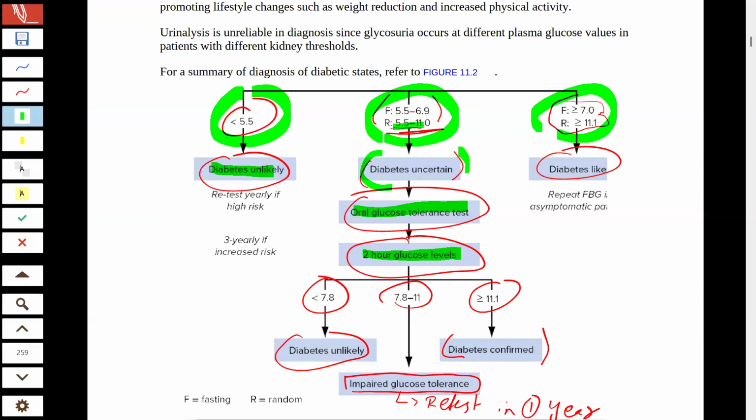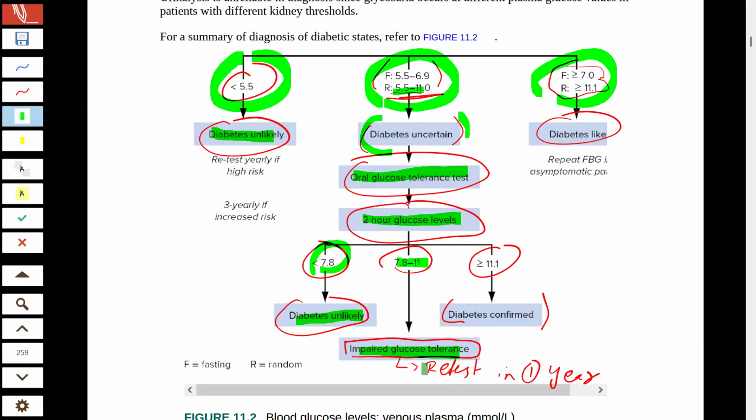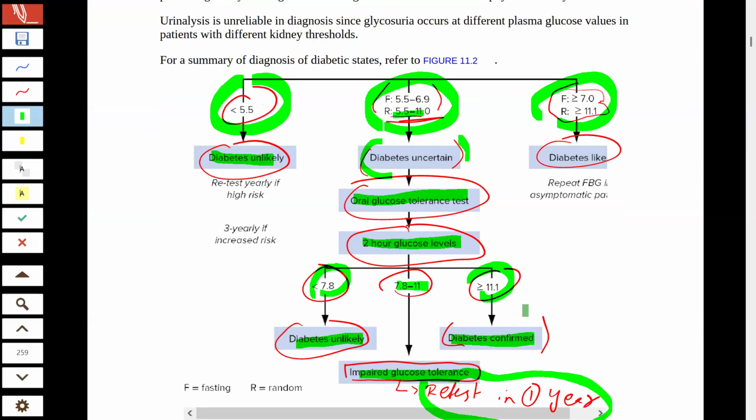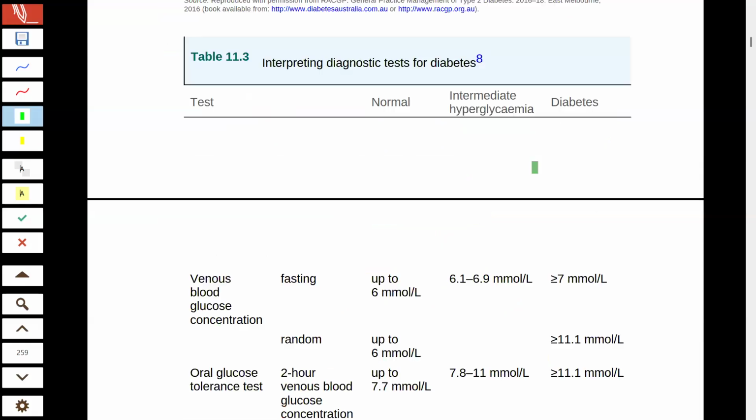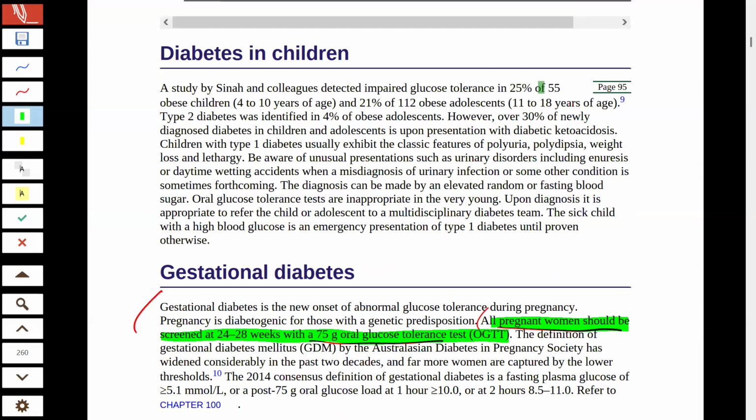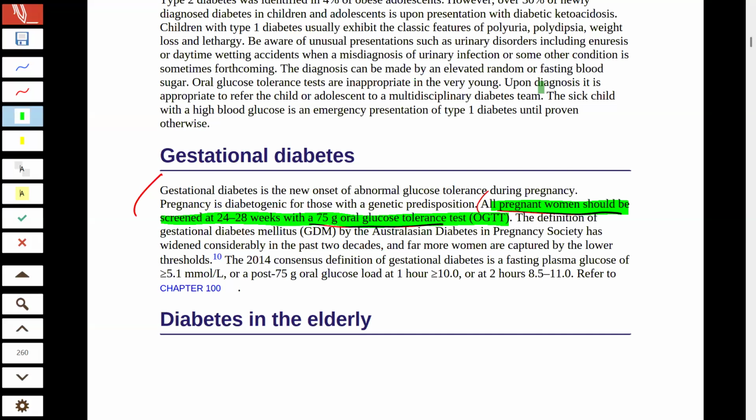If less than 7.8, diabetes is unlikely. If 7.8 to 11, we will call it impaired glucose tolerance and retest in 1 year. And if the level is greater than 11, the diabetes is confirmed. And in the case where fasting is greater than 7 and random is greater than 11.1, the diabetes is likely. So, doctors, everything is fine? The things make sense to all of you doctors?